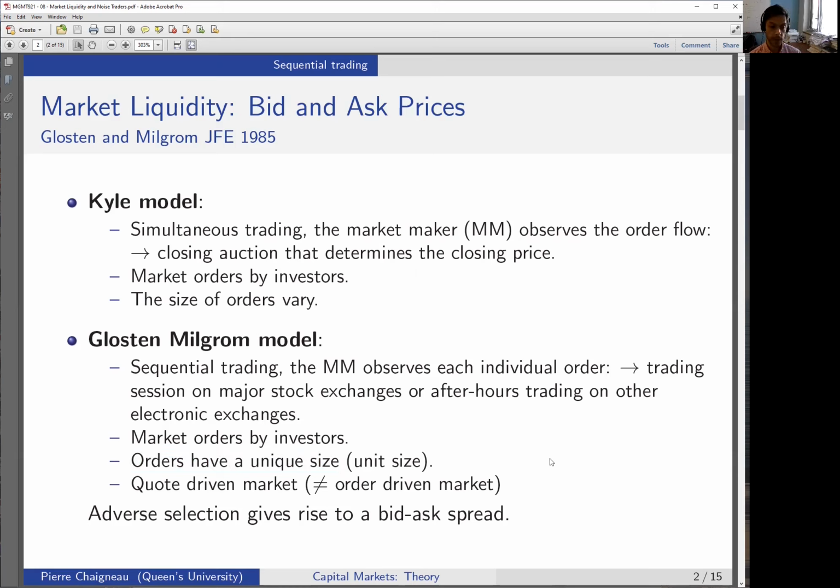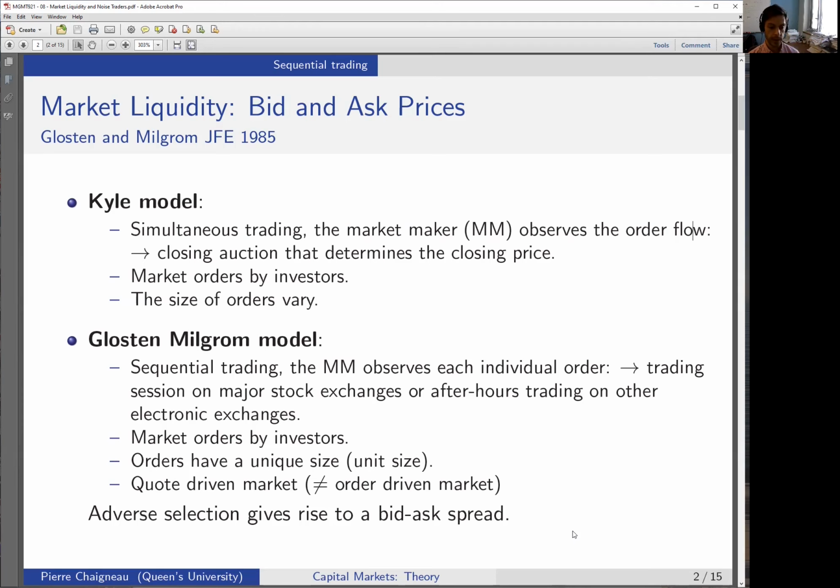But in both cases, there's going to be a market maker who is going to set prices in such a way that the market price is equal to the expected value of the asset, conditional on the information of the market maker. So in the Kyle model, the information of the market maker would be the aggregate order flow. In the Glosten and Milgrom model, the information of the market maker would simply be whether a trader bought or sold the asset. So it's binary.